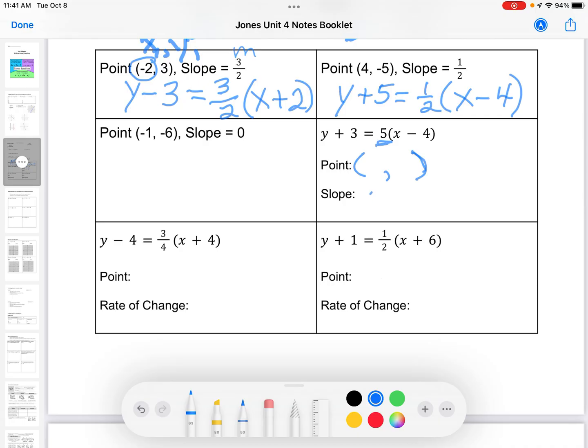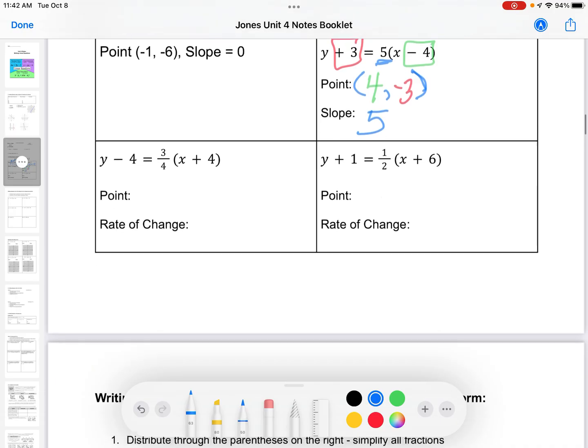Slope should be easy. It's the 5. It's the number in front of the parentheses. Now your x is with the x and it's the opposite because it's minus in the formula. So instead of -4, your x value is +4. And instead of +3 with the y, your y value is -3. So this line has a slope of 5 and the point 4, -3.